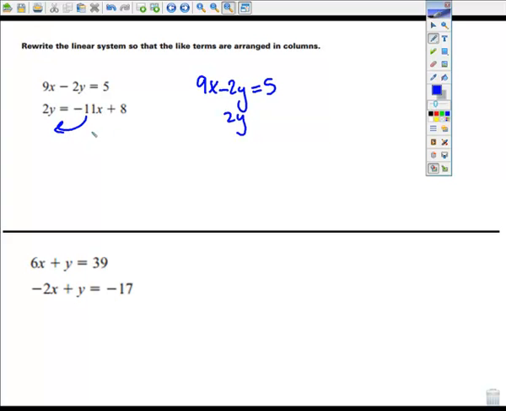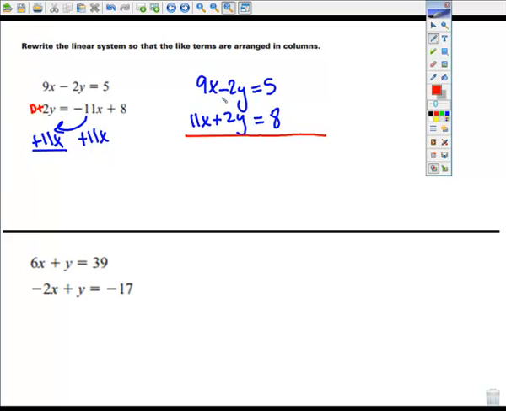But I need to move the 11x, and by doing that I need to add it to both sides. So this is a positive 11x, and then I do have a positive 2y equals 8. And remember, I know this is a positive 2y because technically this is 0 plus 2y. Now to eliminate, I'm going to look and see with my x terms, are they the exact same or the exact opposite? And they're not either, because I have a 9 coefficient and an 11.